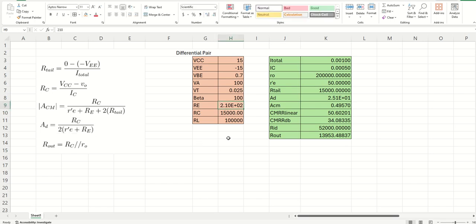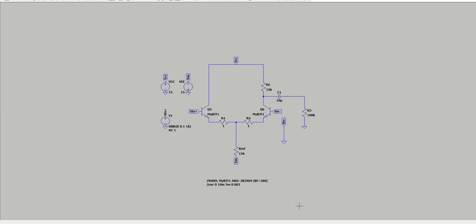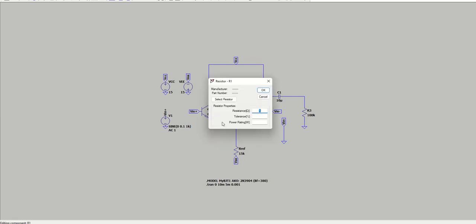If you plan on building this circuit, a 210 ohm resistor is not a common value, so you might want to go with 220 or 200. But just for theoretical and simulated purposes, I'm just going to go with 210. Okay, so 210.